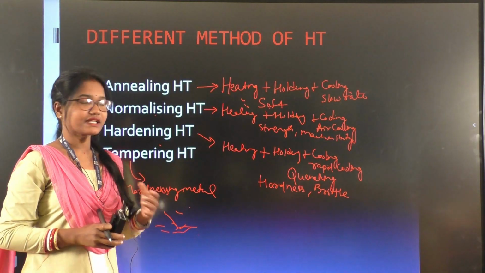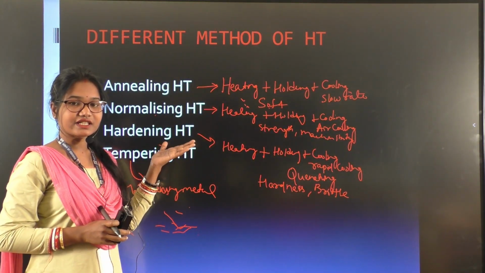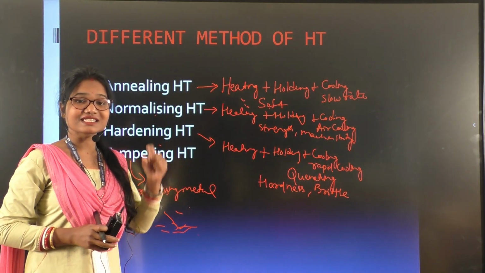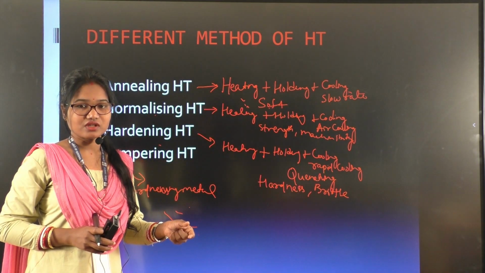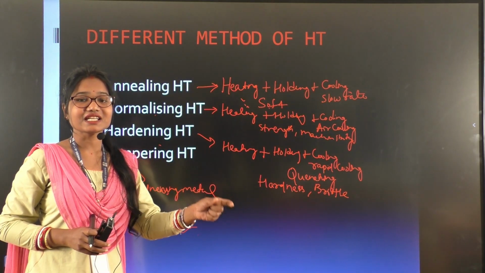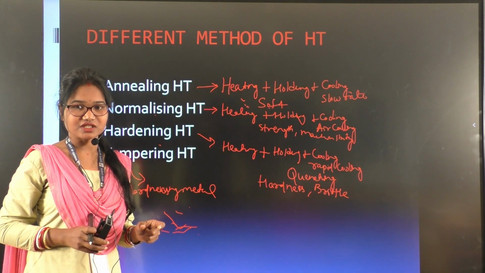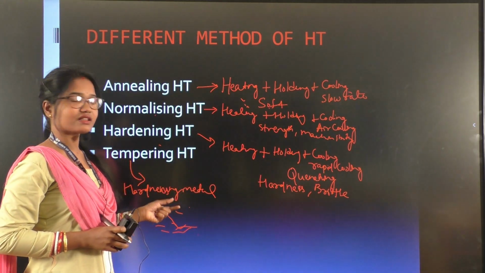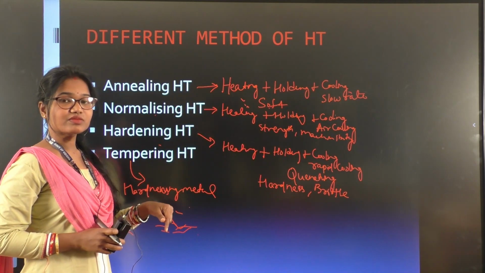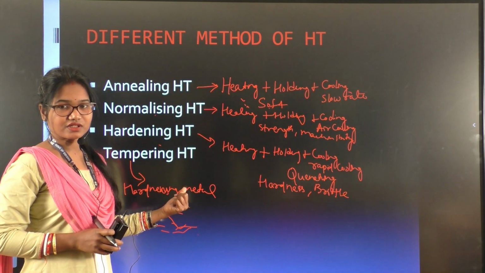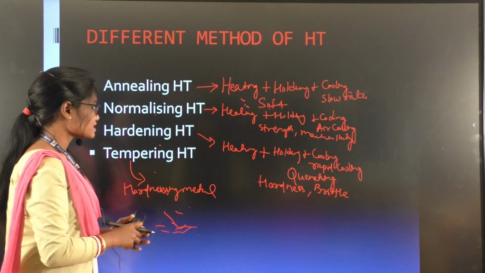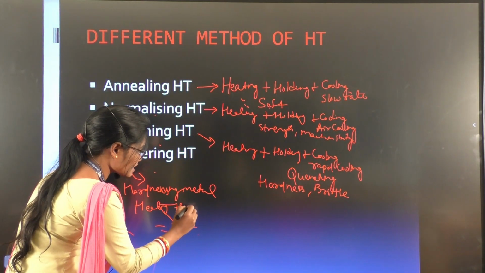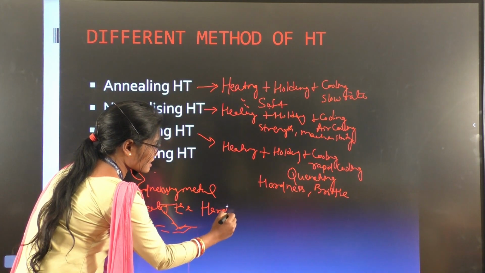Whatever metal has already been treated with the hardening heat treatment method has gained more brittleness, so it cannot be used in any particular applications because of that brittleness. Such a metal can be used for the tempering heat treatment method. So the tempering heat treatment method is a process of heating the hardened steel.